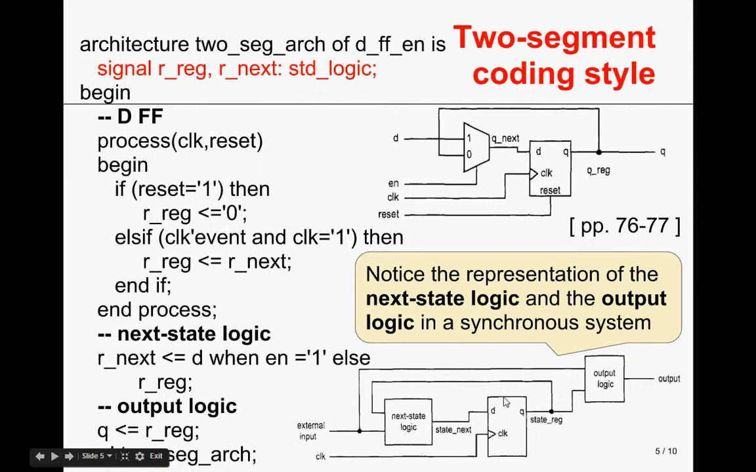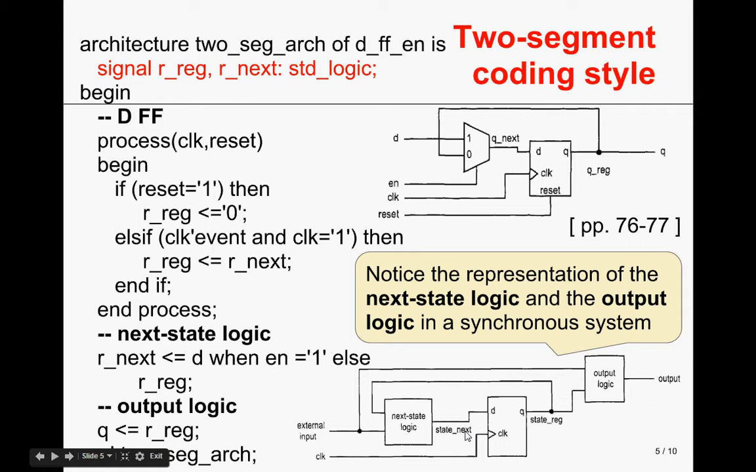The state register comprises several flip-flops, and their outputs represent the current state, which we will refer to as state_reg. And of course their inputs, which will be copied to the output when there is a rising edge in the clock, represent the next state of the sequential circuit. So they are called state_next.